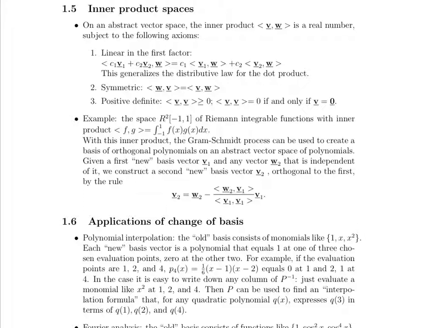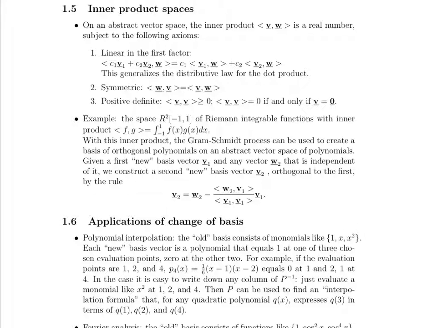Now with this inner product, the Gram-Schmidt process can be used to create a basis of orthogonal polynomials on an abstract vector space of polynomials. What's interesting is that you can build bases for the space that have no, quote-unquote, shared component, just like the Gram-Schmidt process created when we were dealing with simple vectors that existed in Rn.